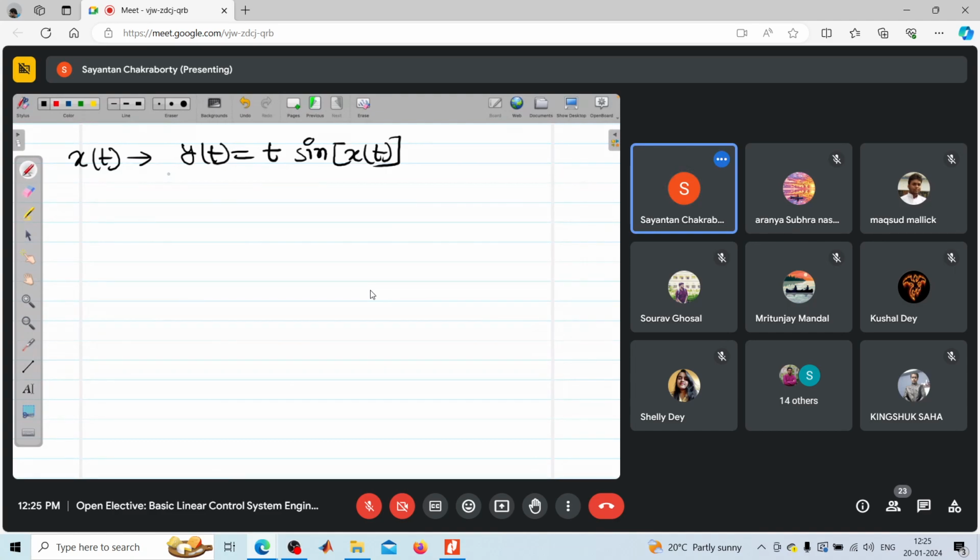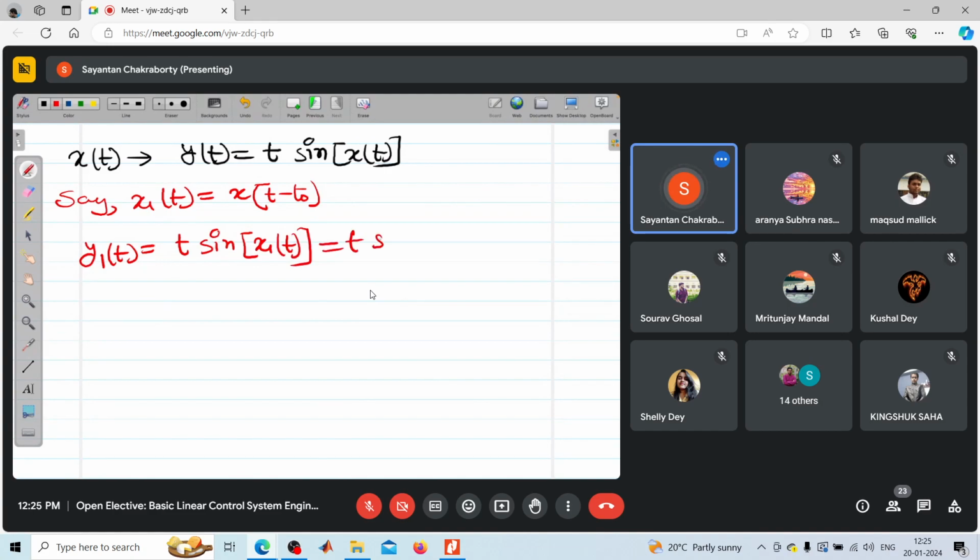Suppose for given x(t) your y(t) is defined as t sin of x(t). Let us check, and we have given an input, say x1(t) is defined as x(t minus t0). So what will be the output? So t sin of x(t minus t0). So this is your output corresponding to this time shifted input.